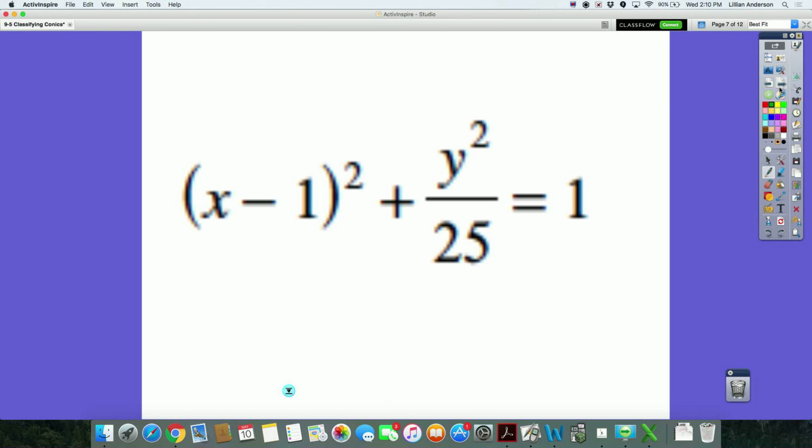Okay, clear your boards. Here's the next one. Is it a hyperbola, ellipse, circle, or parabola? Ellipse. Yes. Hyperbola, those ones that equal 1, right?